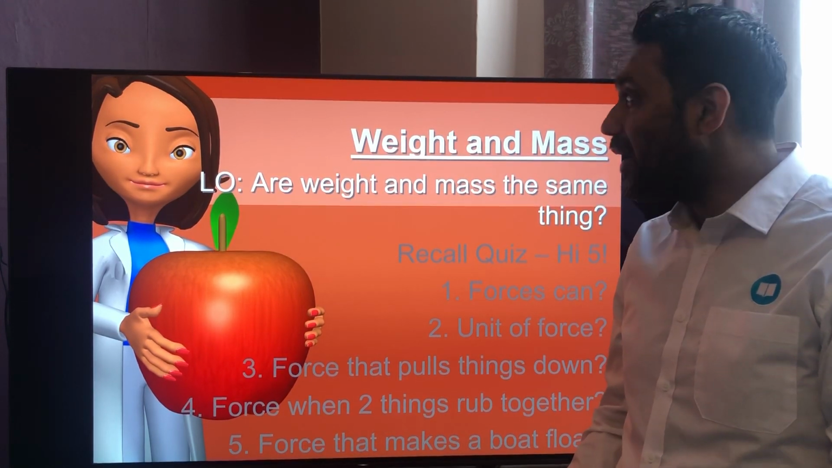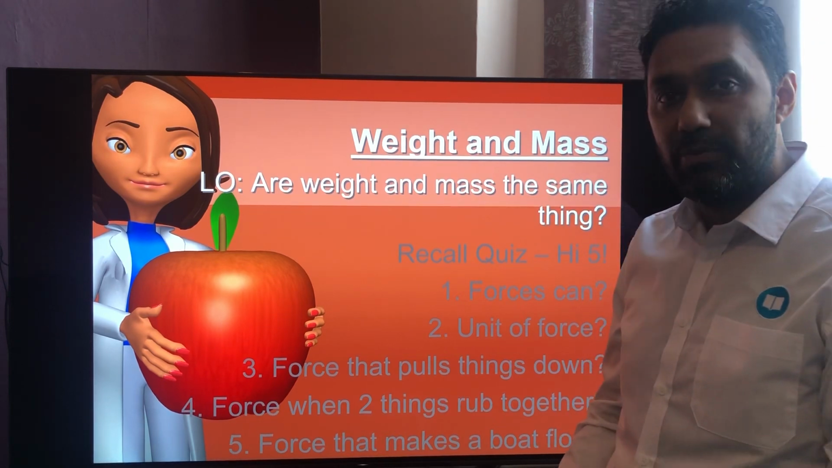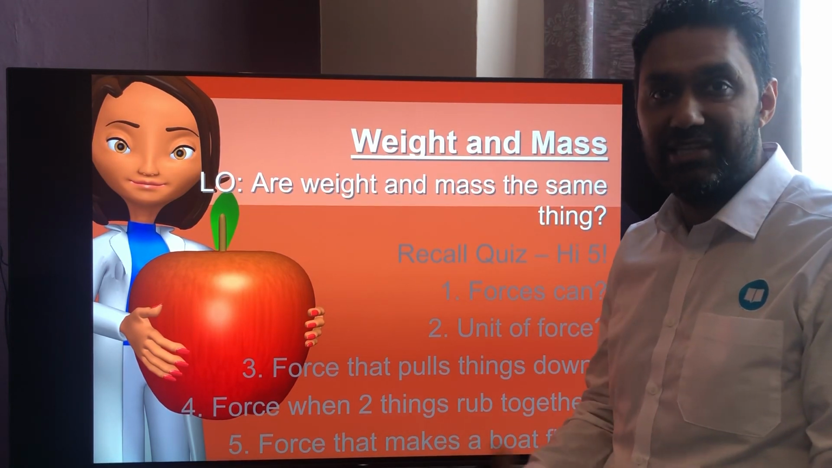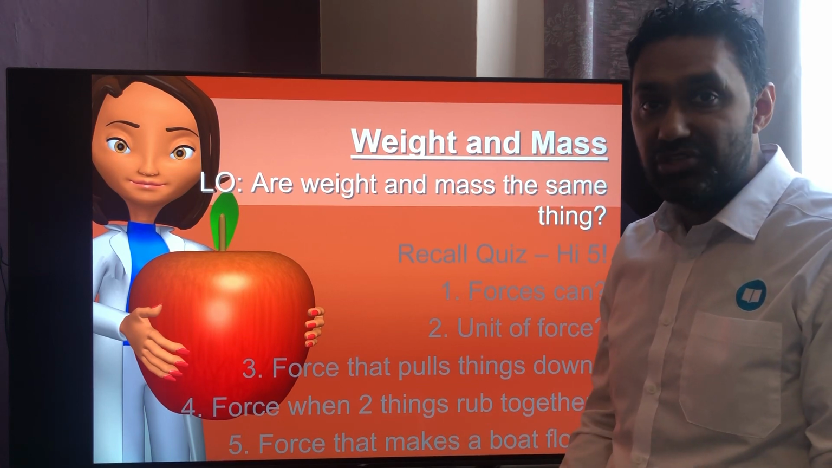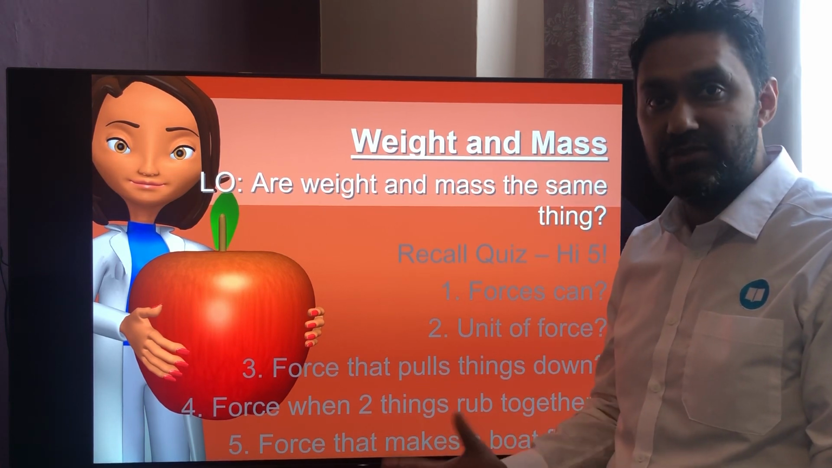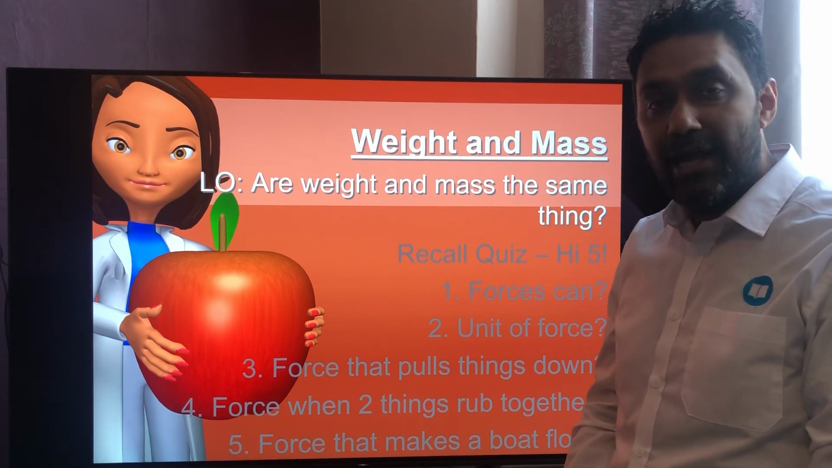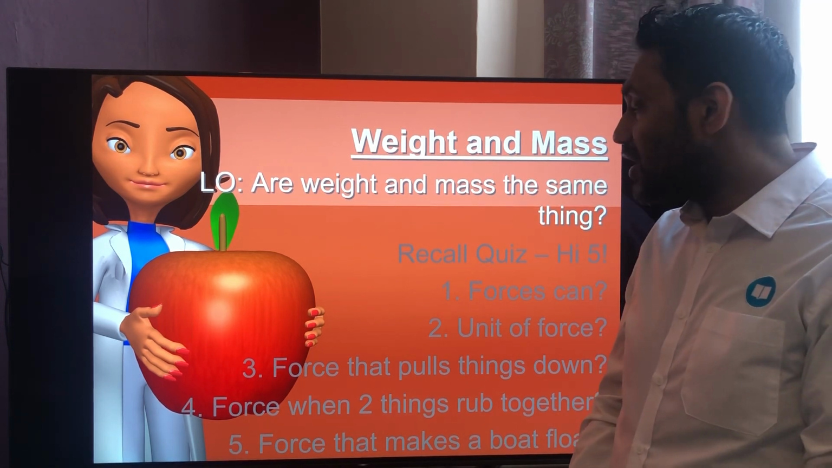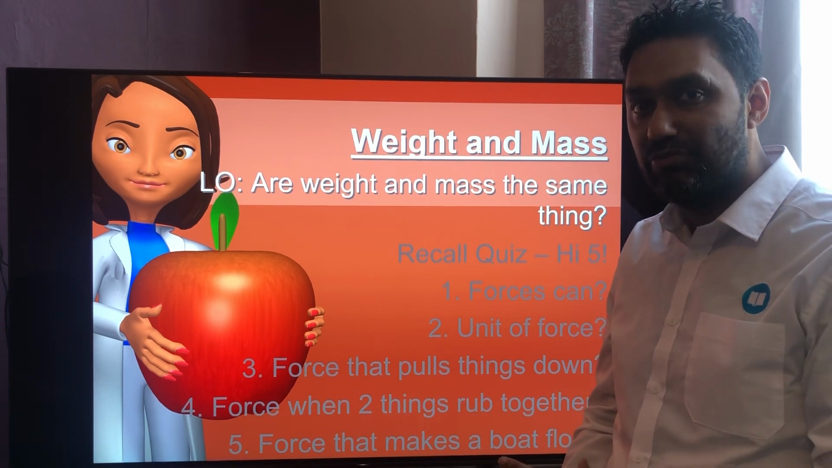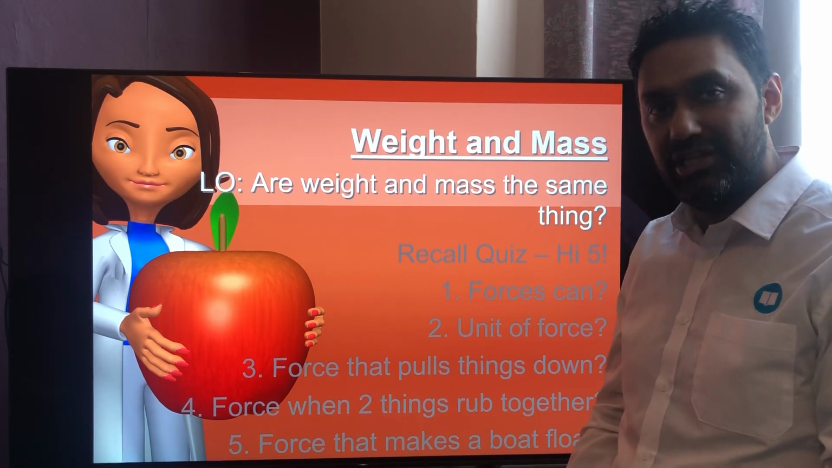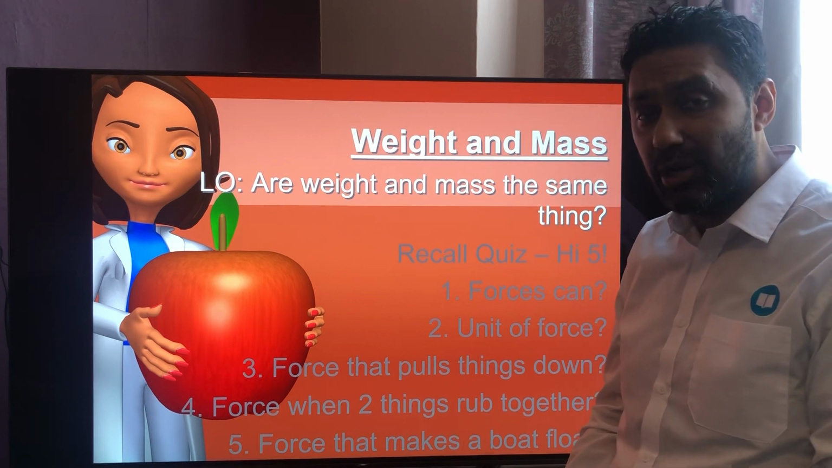This is a lesson about weight and mass. It's predominantly for my Year 7s who are missing their lessons this week, their forces lessons. But this will be appropriate for GCSE students too, because we're looking at the difference between weight and mass. The learning objective then: are weight and mass the same thing? By the end of this lesson, you should understand that they're not actually the same thing. We measure them quite differently.